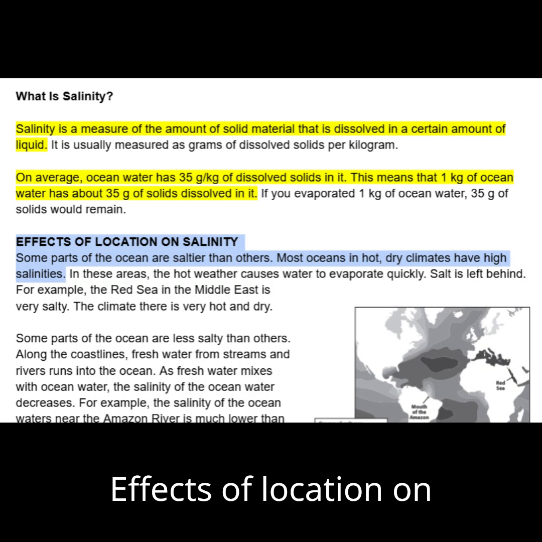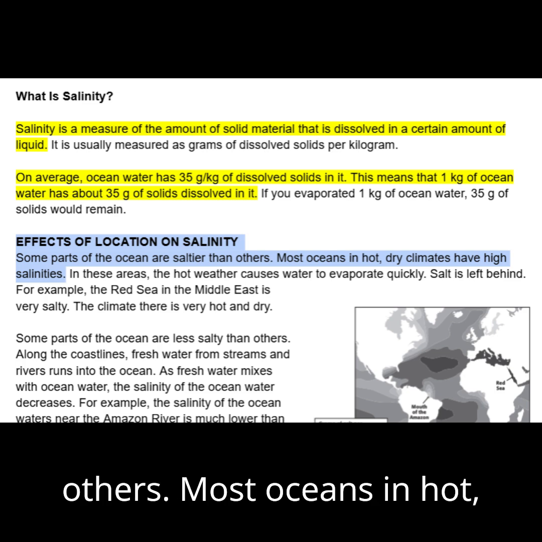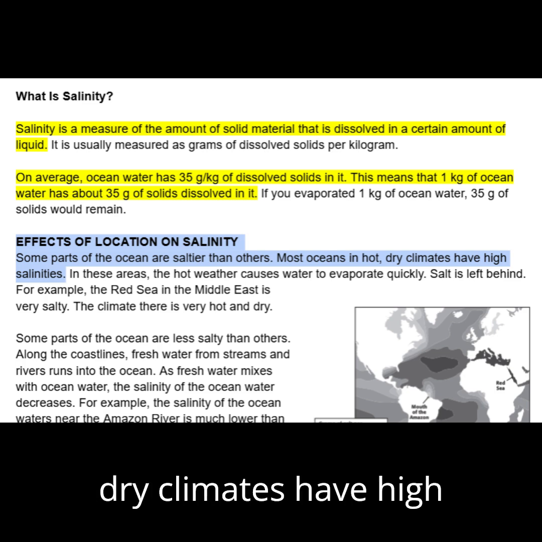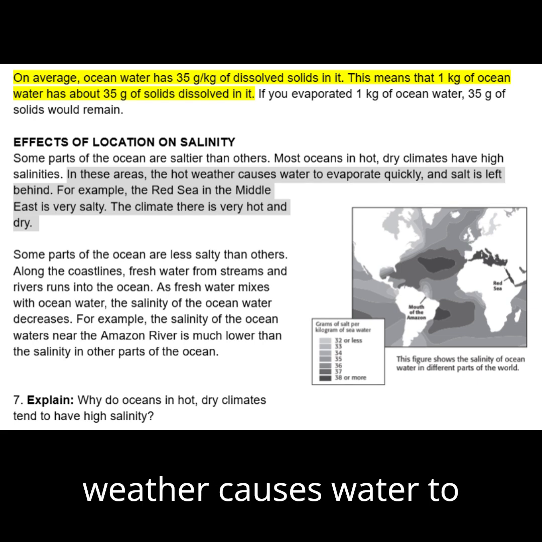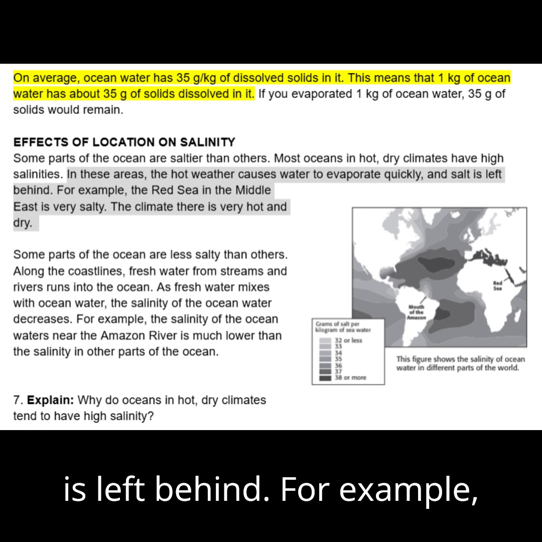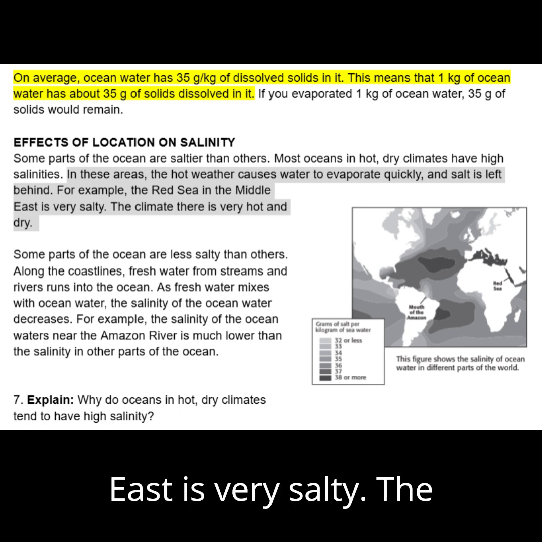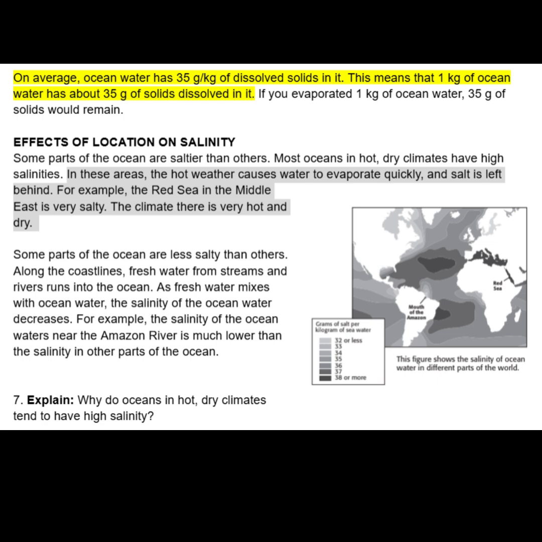Effects of location on salinity. Some parts of the ocean are saltier than others. Most oceans in hot, dry climates have high salinities. In these areas, the hot weather causes water to evaporate quickly, and salt is left behind. For example, the Red Sea in the Middle East is very salty. The climate there is very hot and dry.